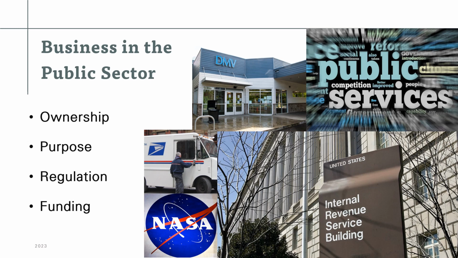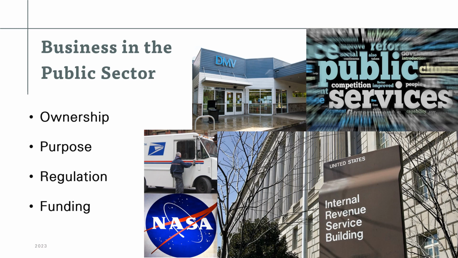These public corporations are considered a form of public enterprise and are often referred to as government-owned corporations or state-owned enterprises. So ownership. The public corporations are owned by the government or a government agency rather than private shareholders. The purpose of these public corporations is that they are established for a specific public purpose, such as providing essential goods or services to the public, rather than the primary goal of maximizing profits like most other companies.